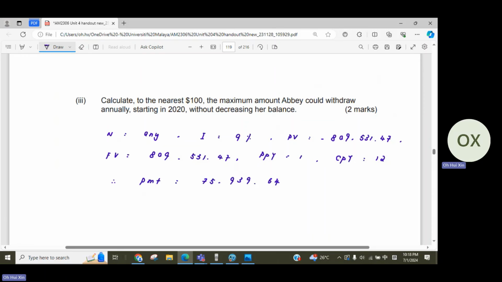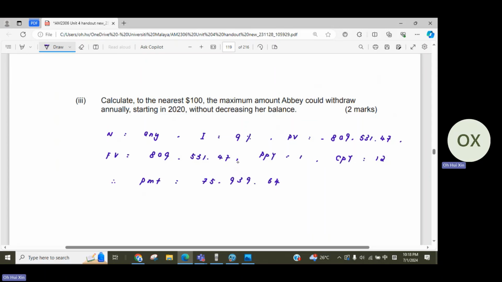75,939.64. But the question asks to calculate to the nearest $100, the maximum amount. So you should think about how you should round this off. If you're talking about the nearest $100, it means that you either do 75900 or you do 76000.